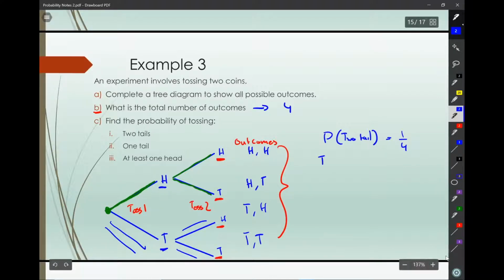Probability of 1 tail. There are 2 options that have 1 tail, 4 total options. Probability of at least 1 head. So this now includes all the options that have heads in them. 1 head here, 1 head here, and there is at least 1 head here. So that's actually 3 over 4.